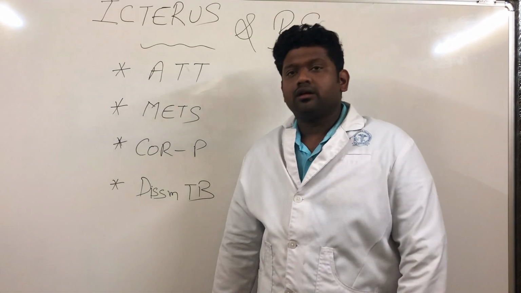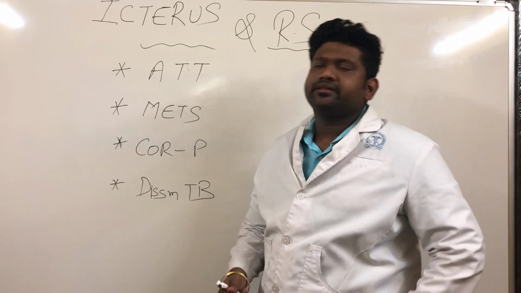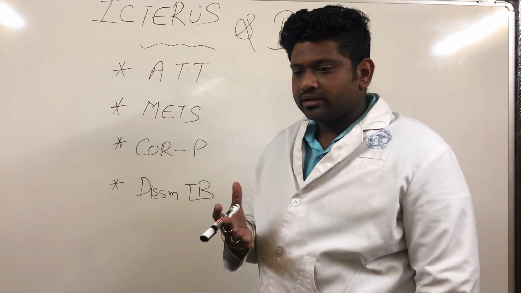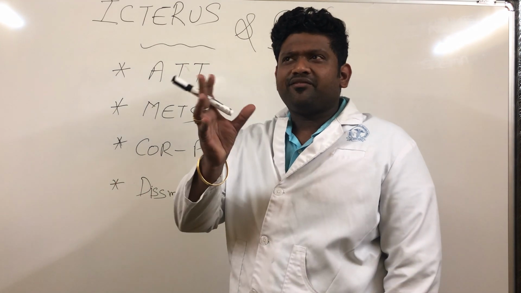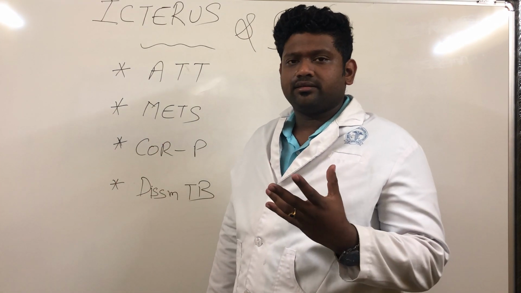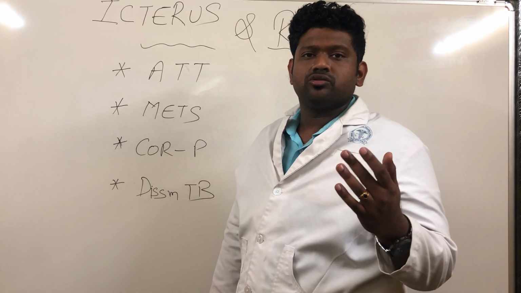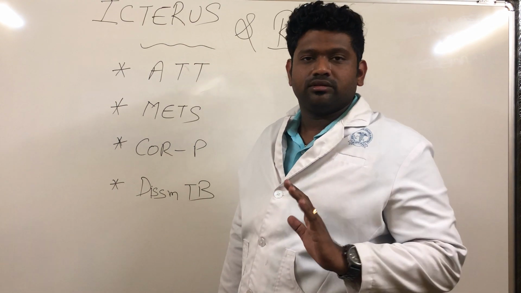Hi students, today's topic is icterus and respiratory system. Icterus means what? Nothing but jaundice. So what is the difference between jaundice and icterus? What we say icterus is a yellowish discoloration of the skin and mucous membrane which is due to increased amount of bilirubin. This is what we say.